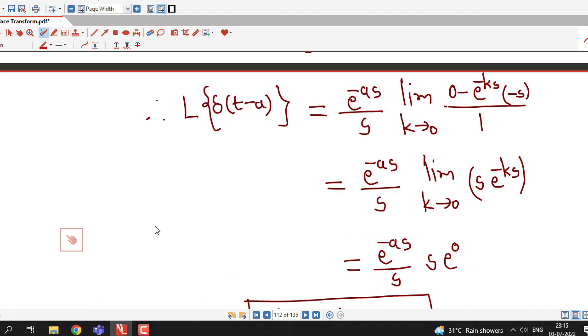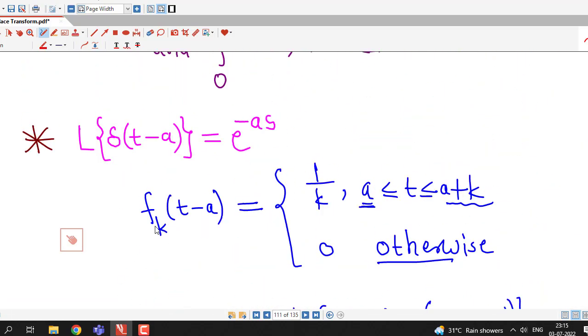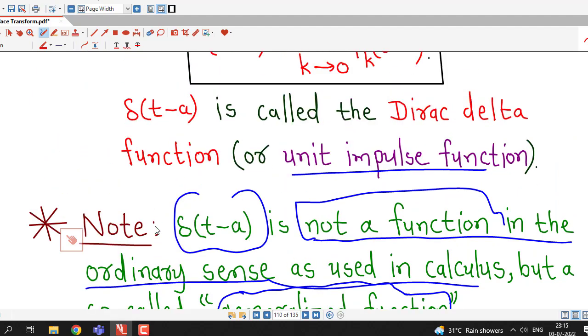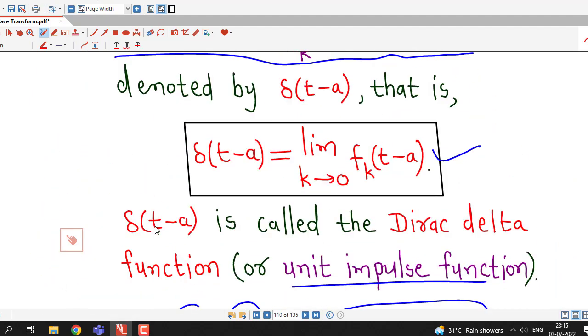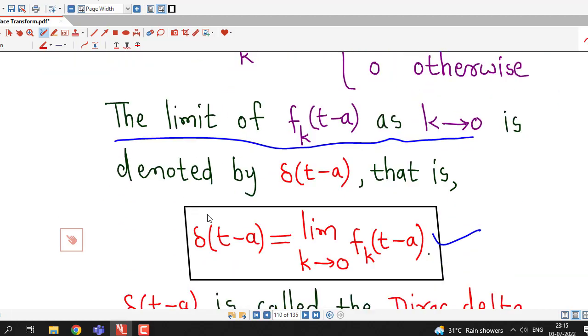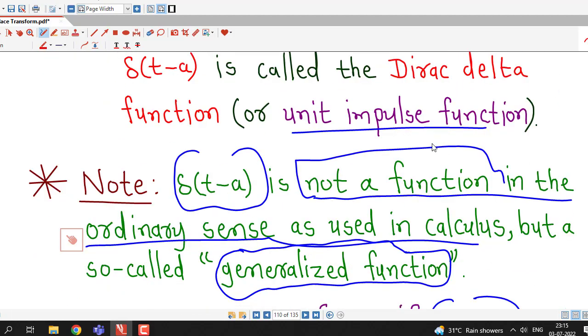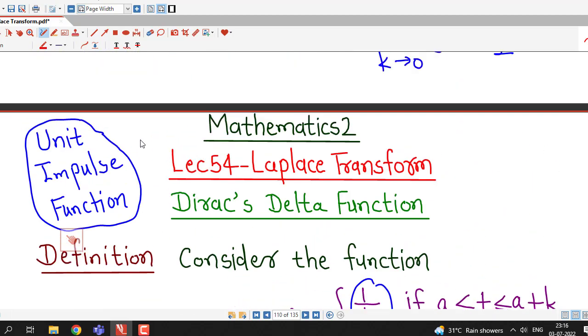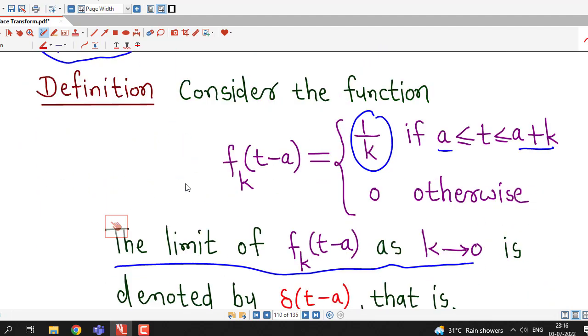So remember, this is a very useful function whenever you study your engineering subjects, especially signal processing and digital signal processing, as well as sometimes power electronics. You will require this Dirac delta function or unit impulse function. So you will study this type of function in your higher semester courses. There you will require this definition.